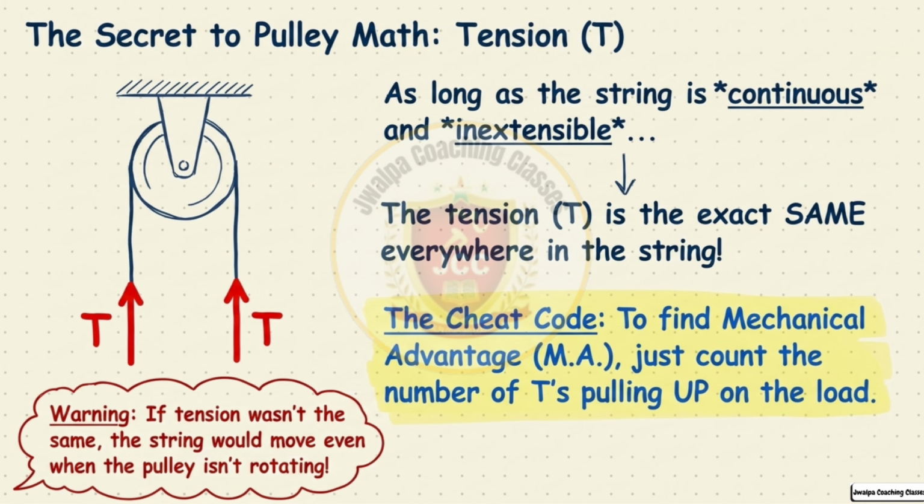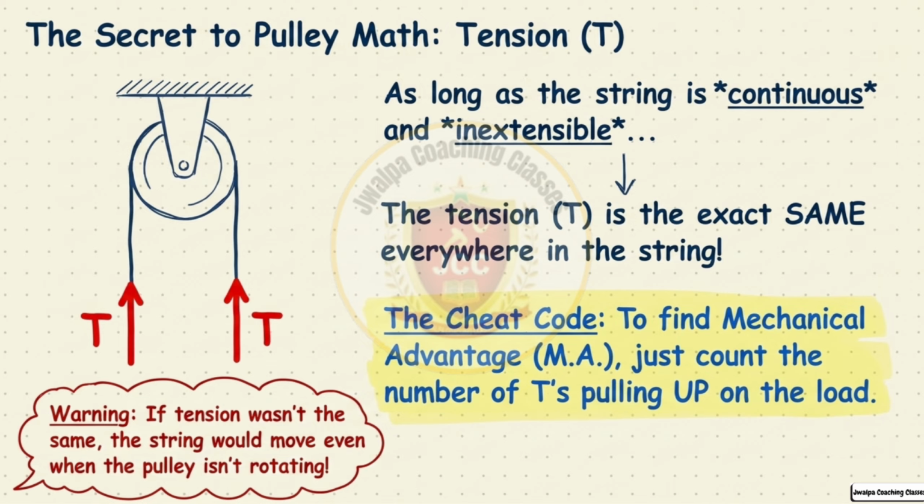Moving on, we arrive at what I like to call the absolute secret to pulley math. As long as the string is continuous and inextensible, meaning it doesn't stretch, the tension, denoted by a capital T, is the exact same everywhere in the string. Take a look at those two red arrows pointing up, both labeled T. This brings us to a really crucial cheat code. To find your mechanical advantage, or MA, you literally just count the number of T's pulling up on the load.